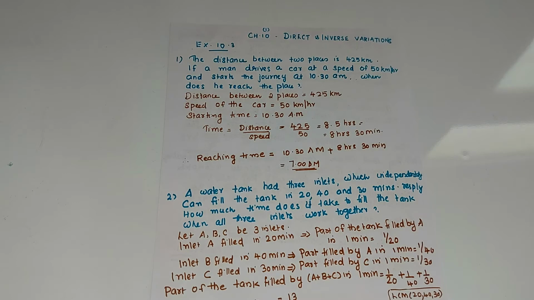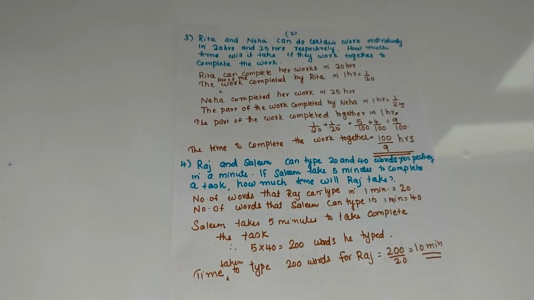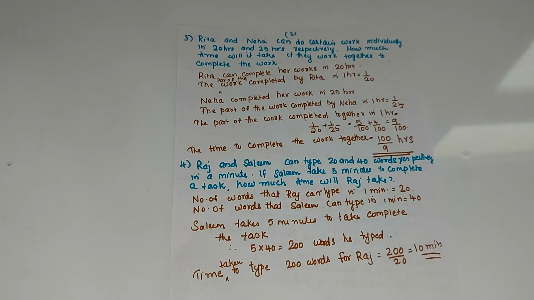So the 3 inlets A, B, C together fill the tank in 120 by 13 minutes, not 3, 120 by 13 minutes, it's equal to 9.23 minutes.